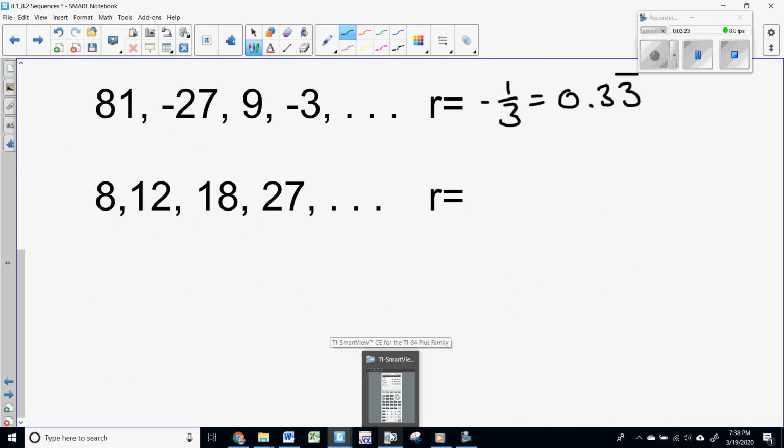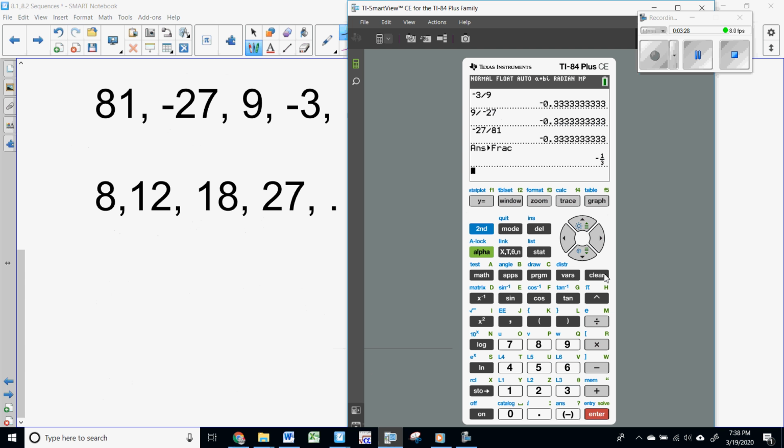Now, sometimes they're a little bit harder to understand or to see. So the next one, 8, 12, 18, 27. Now, this is a geometric, but let's say you didn't know. Let's say you want to try to figure it out. So I could first check and see if it's arithmetic by subtracting. 9, 6. So I do not get the same thing. So it's not arithmetic.